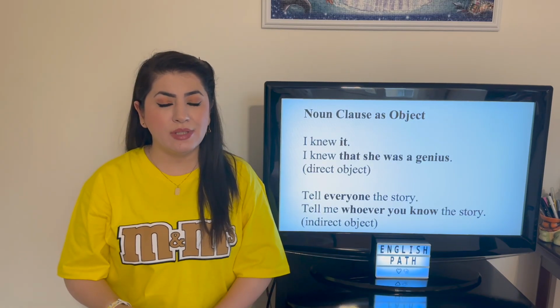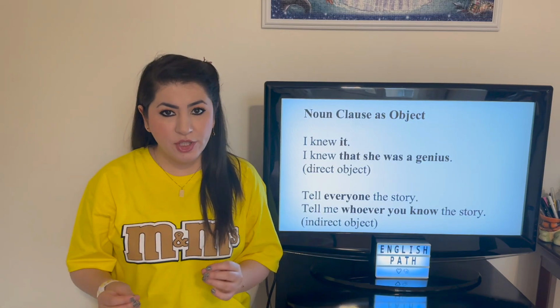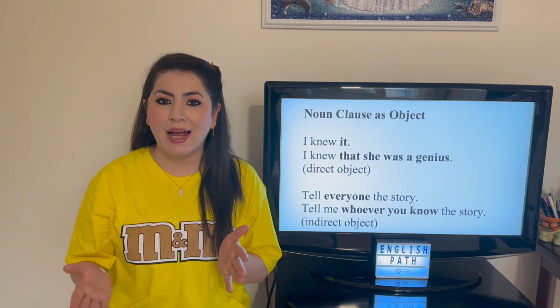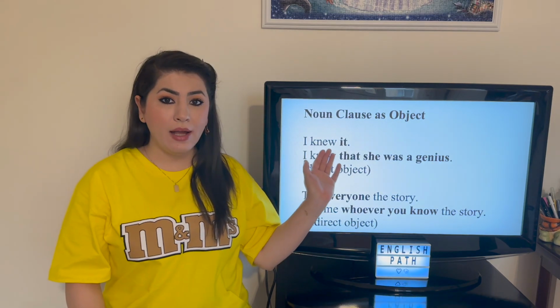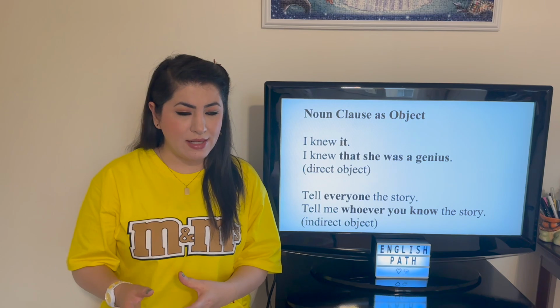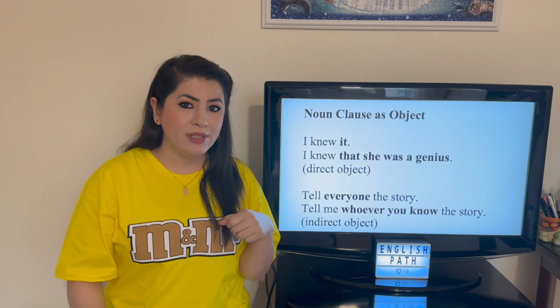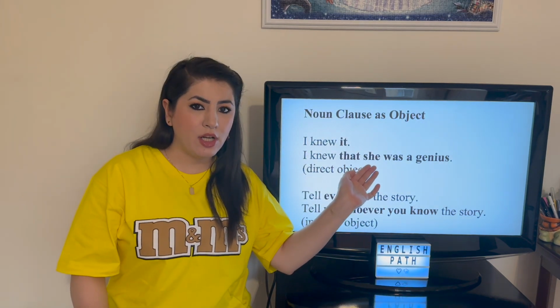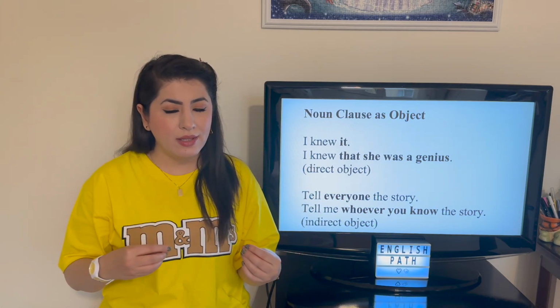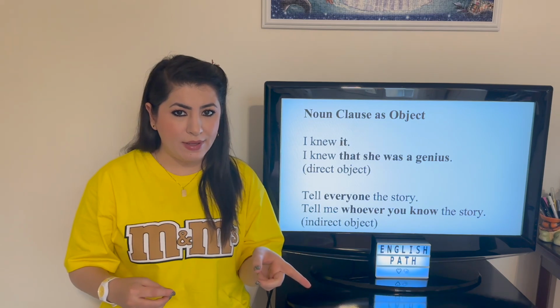Noun clauses used as objects. The object of a sentence is a person or thing on whom or which the action happens. For example, I knew it. I knew something. That thing is the object of the sentence. I knew that she was a genius. This is the direct object. A direct object is the person or thing on whom or which the action directly happens.